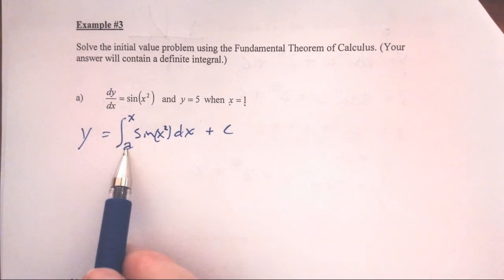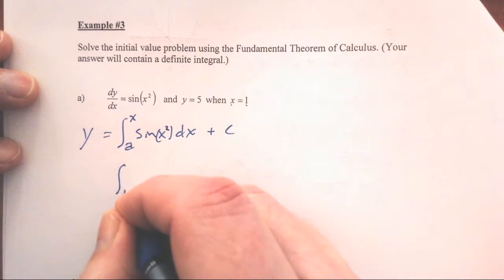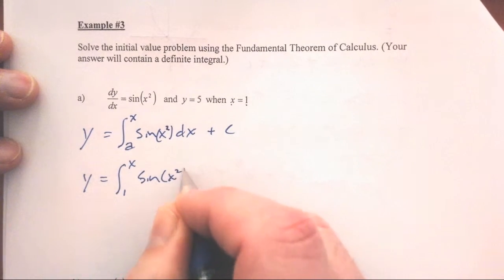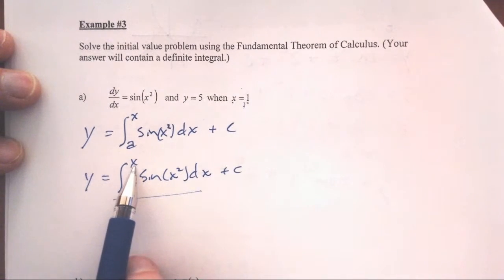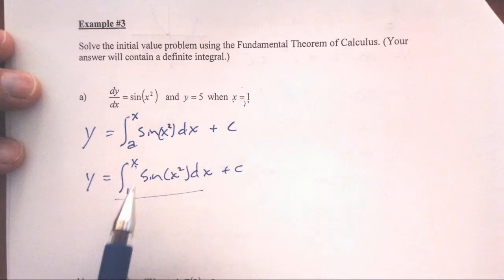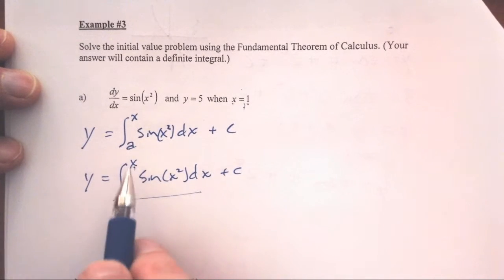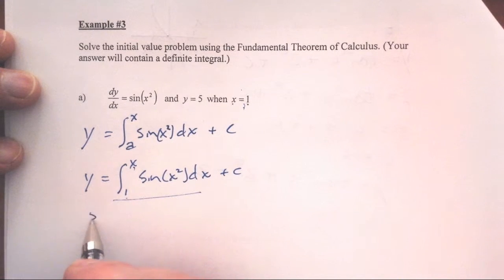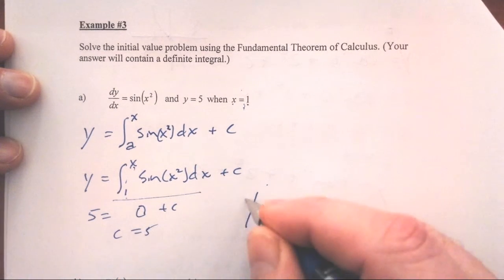Now, I could choose a lot of values for a here, but if I choose a to be 1, what is this integral when x is 1? It's the integral of sine from 1 to 1. It has no width, therefore this is 0. So by putting a 1 down there, I've zeroed this out, and it says 5 equals 0 plus c. Oh, c is 5.